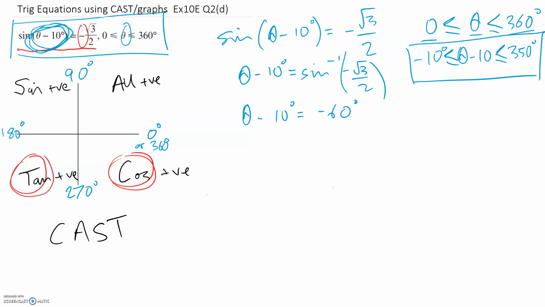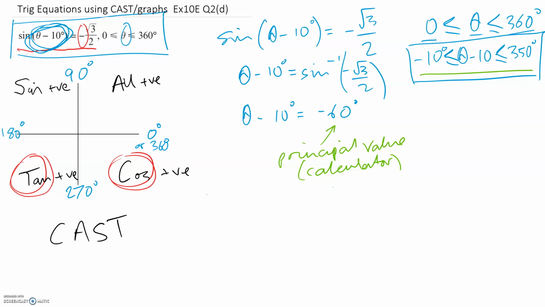Now the value you get on your calculator is called the principal value, the value you get on your calculator. Now we need to use that value to find all the other values in our range. Whatever you do, do not add 10 now. You only add 10 once you've used the CAST diagram and found all the other values in the range up here. So do not add 10 till the very end.